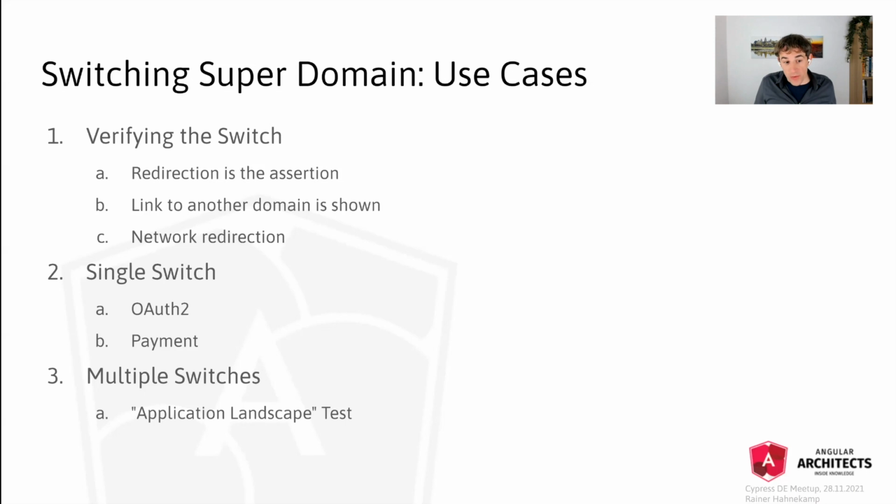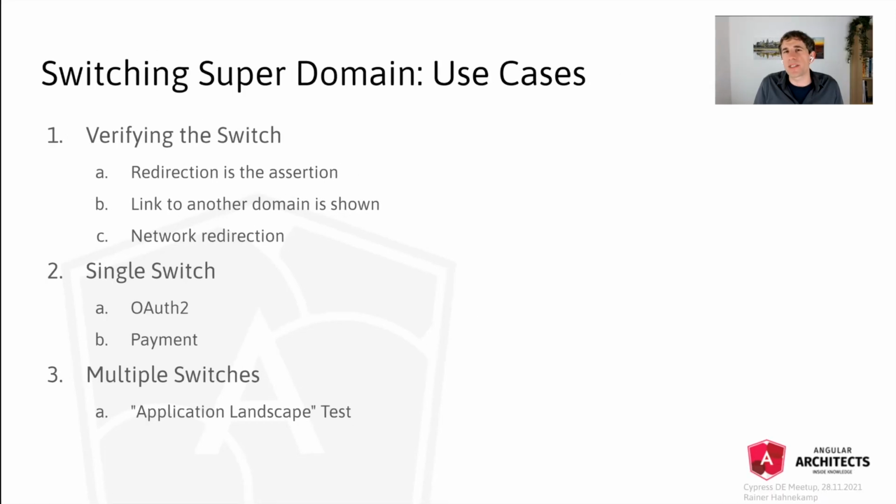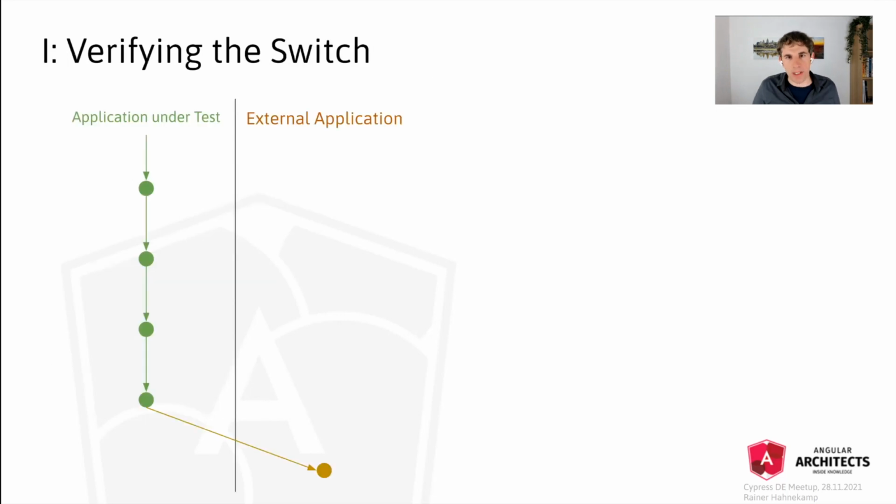And then we have the third one, which is, in my opinion, a very rare use case. To be honest, I've never seen it live, but I've heard that it exists. So this is when you want to test a complete application landscape. I just made up that term, but the point here is that in one test, for some reason, you need to switch between domains multiple times. This is, of course, I would say the worst case scenario, and we will now discuss each of them in a little bit more detail.